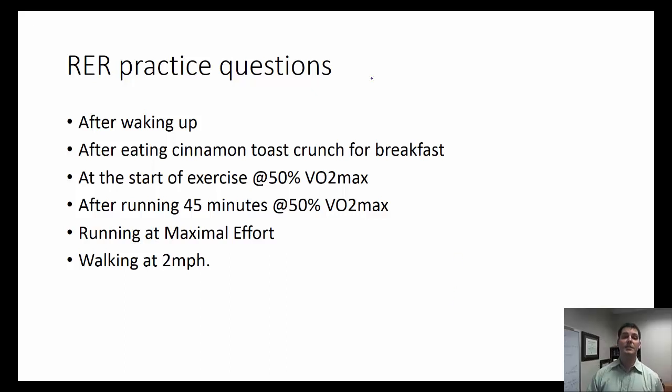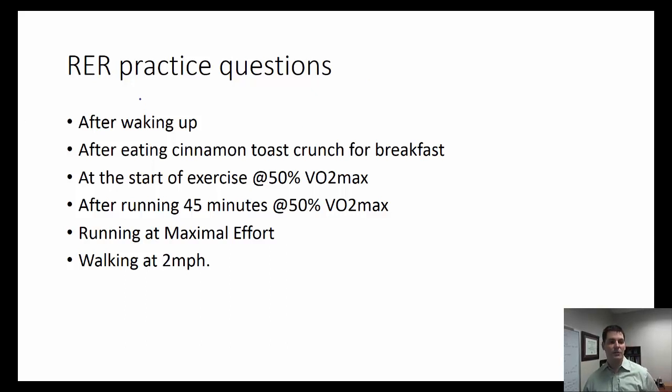Again, my goal is for you as students to be able to give me what I term reasonable values. So give me something that's roughly close. It doesn't have to be perfect, just that it shows you understand the content and where RER should be going. So these 6 give us a good working scale on how to work through this.